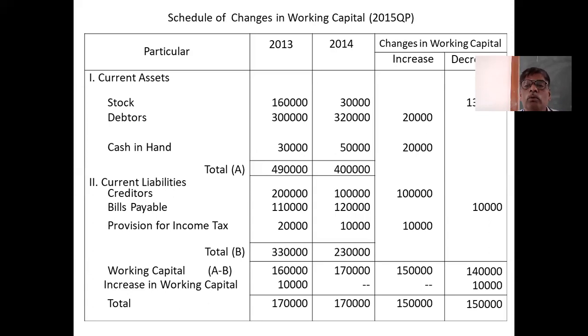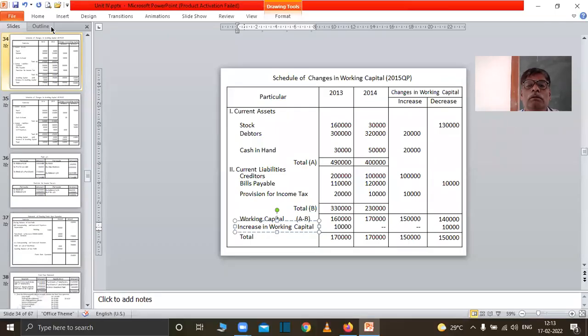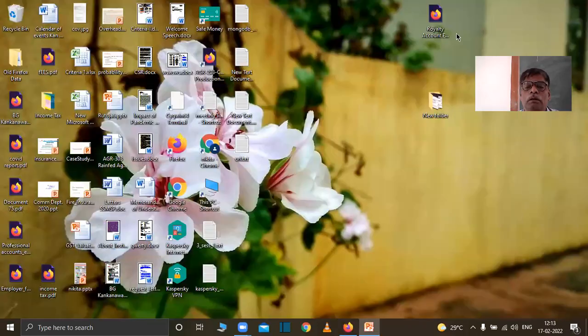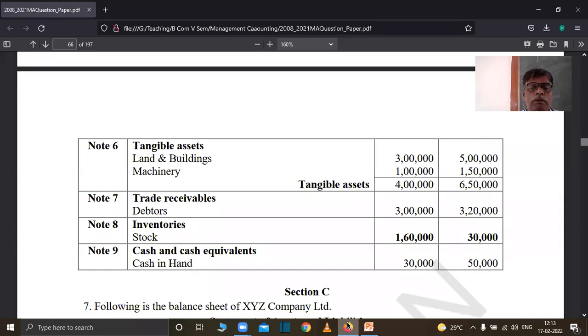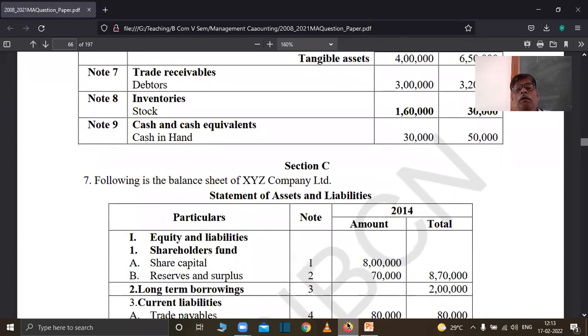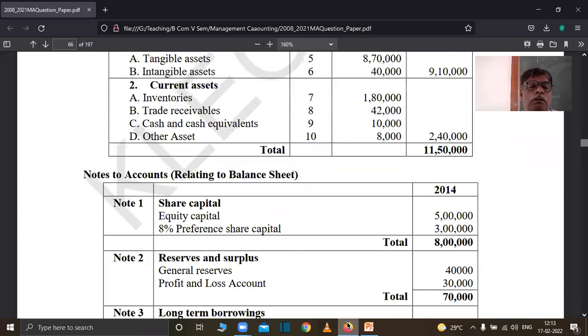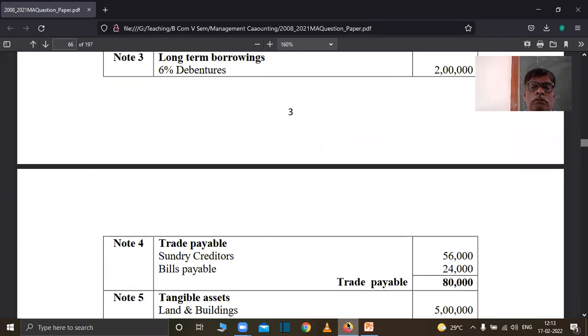Now we go to 15 marks question. Now we see the 15 marks question from Rani Chennamma University. Okay, 5 marks completed, section C, related with 15 marks question. Question number 7.